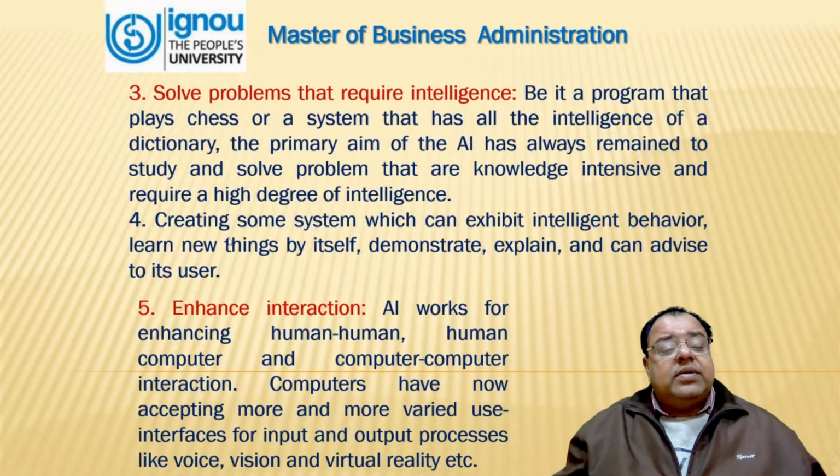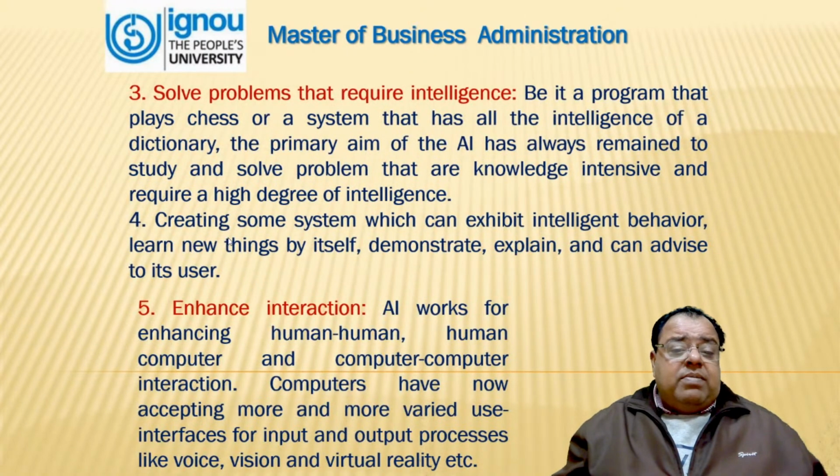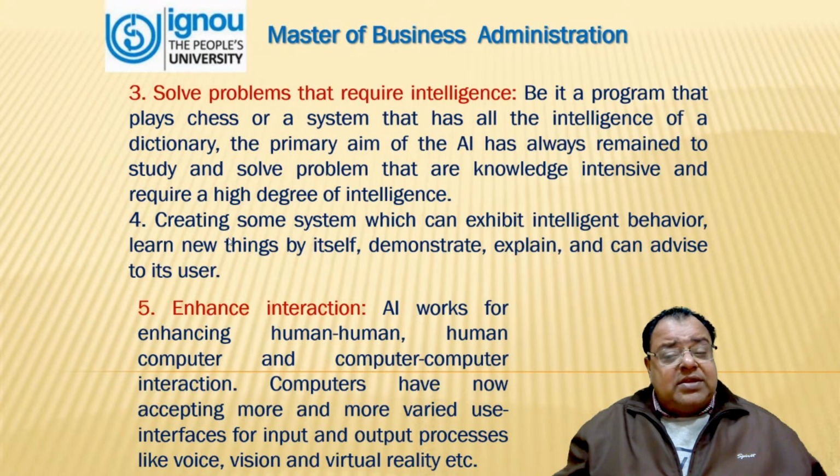Third one is solve problems that require intelligence, be it a program that plays chess or a system that has all the intelligence of a dictionary. The primary aim of artificial intelligence has always remained to study and solve problems that are knowledge intensive and require a high degree of intelligence.